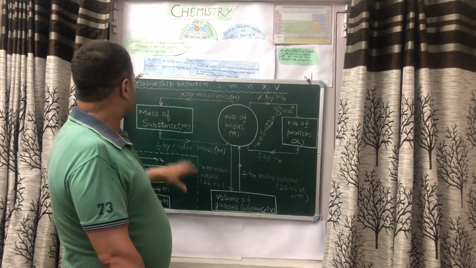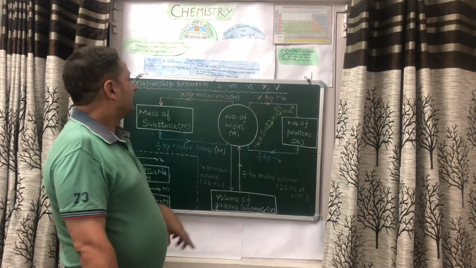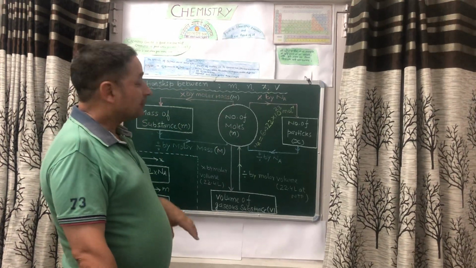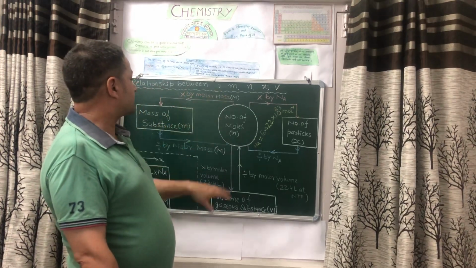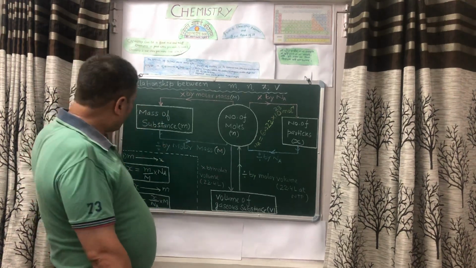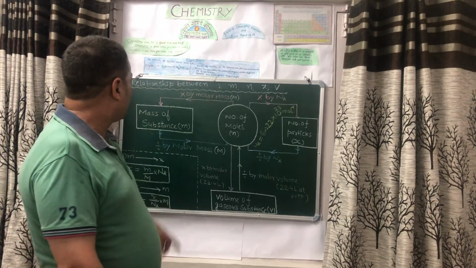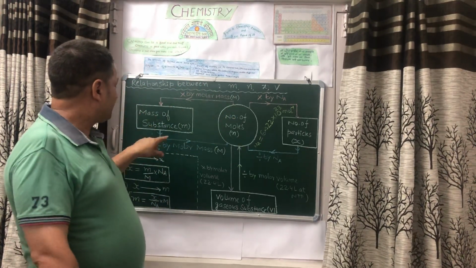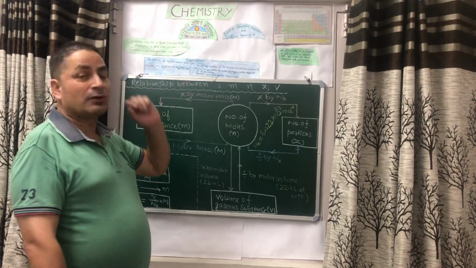Now please see, be careful. If you have to convert the number of moles into the mass of substance, then multiply the number of moles by the molar mass of the substance. Whichever substance is given to you, multiply the molar mass of the substance by the number of moles, and you will get the mass of the substance. Now if the mass of substance is given to you and you want to convert it into number of moles, then divide the mass of the substance by the molar mass of that substance, and you will get the number of moles.